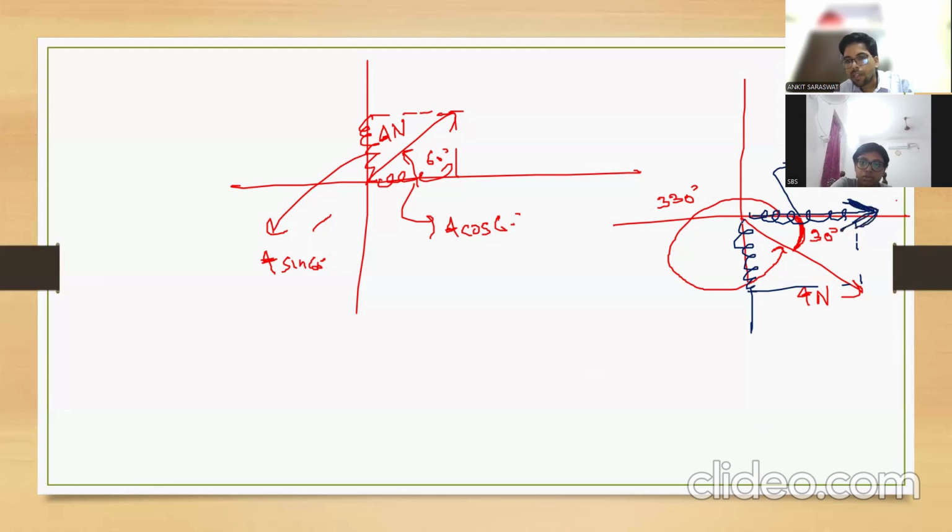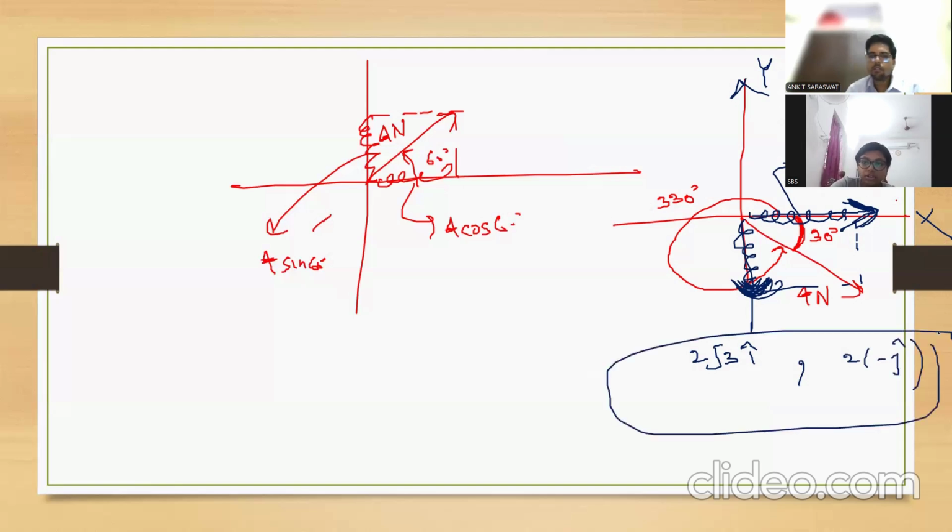Similarly, here the projection will be 2 along j cap, sorry, 2 minus j cap. If I take x-axis plus y-axis like this, then you should say like this. If I am asking in terms of vector, on the x-axis it will be 2 root 3 i cap. On the y-axis it will be 4 sin 30, that is 2 minus j. Clear? The projection vector is clear, this concept, components of vector.